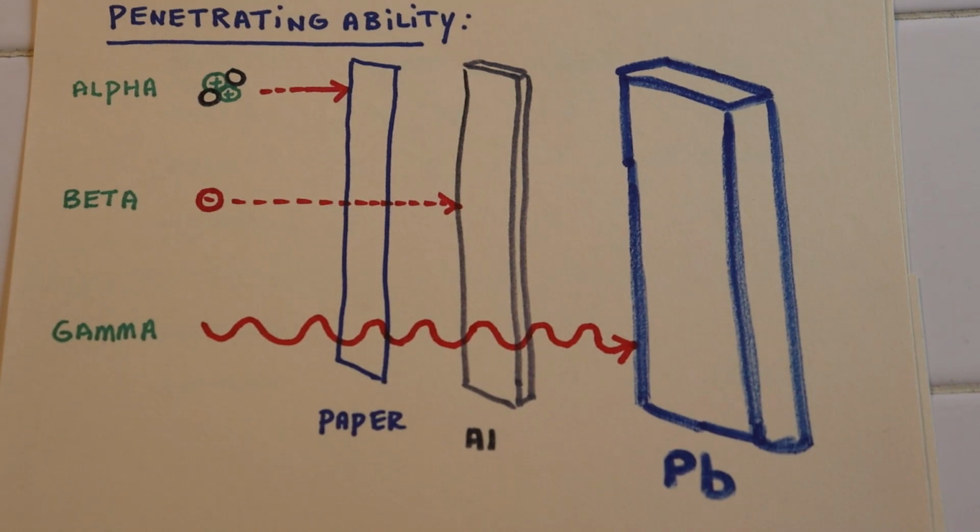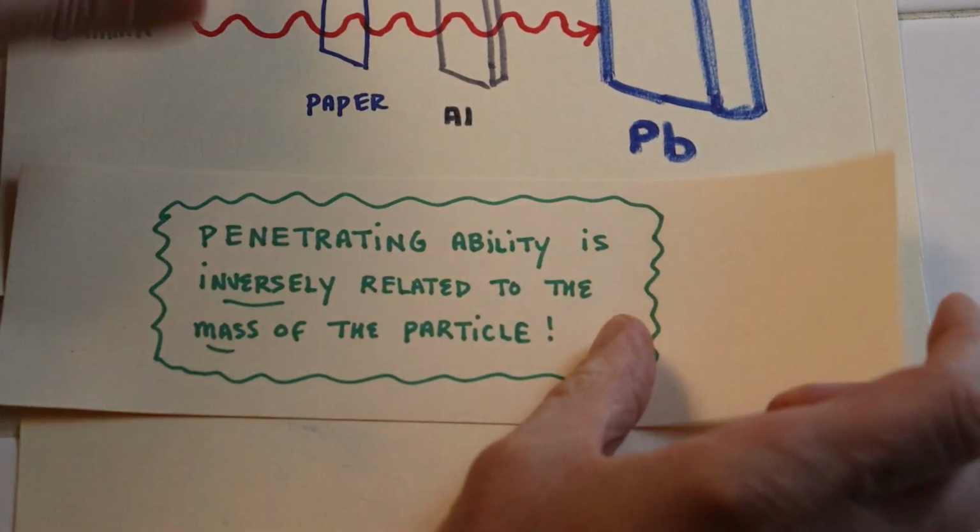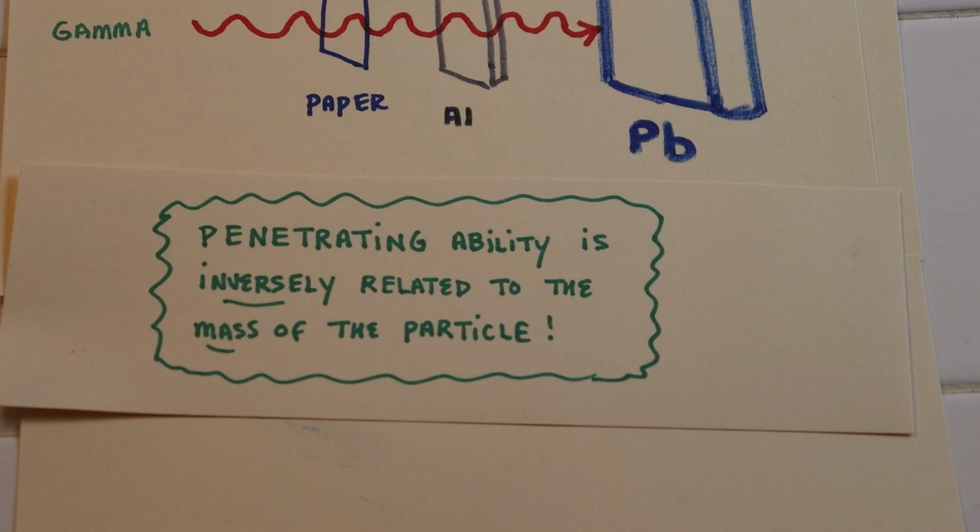But nonetheless, you'd need quite a bit of thickness of lead. I'd say several inches of lead. And as you know, when you go to the dentist and they give you x-rays, x-rays are lower in energy than gamma particles, and they put a lead vest on you to protect you from the x-rays. So basically, long story short, the penetrating ability of a radioactive particle is inversely related to that particle's mass. So the smaller it is, the more it's going to go through something.